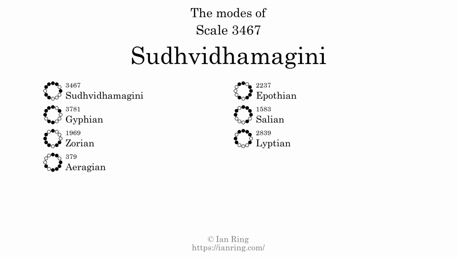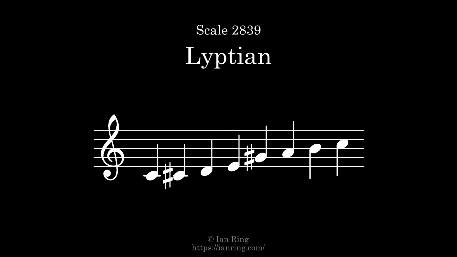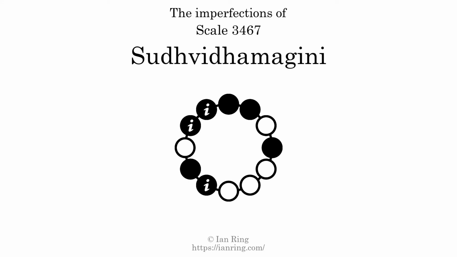The seventh and last mode is scale 2839, also known as Liptian. It sounds like this. Imperfections are tones that have no tone a perfect fifth interval above them. This scale has 3 imperfections. They are at positions here, here, and here.